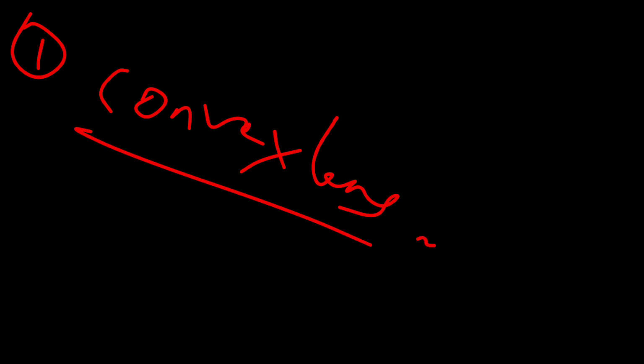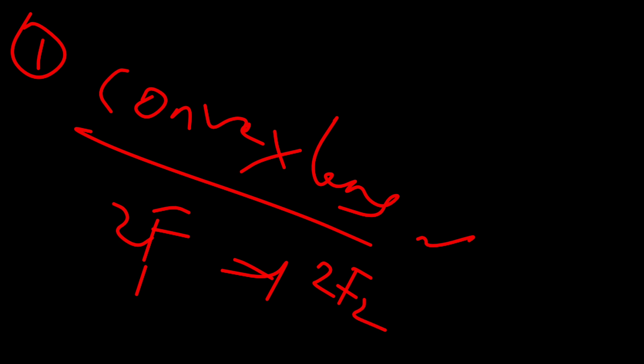So let me ask some questions to end this session. Which lens is used as a magnifying glass? Which lens is used in a magnifying glass? That lens is nothing but a convex lens. Keep that in mind. Do remember it. Where is the image formed when the object is at 2F1? So at 2F2.